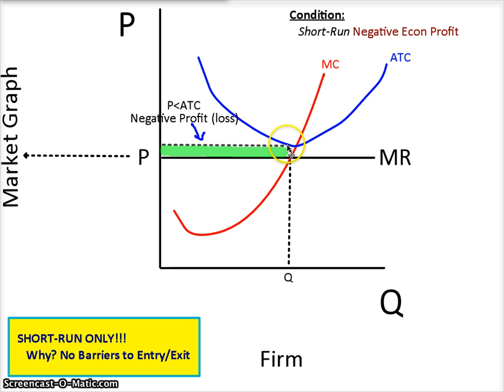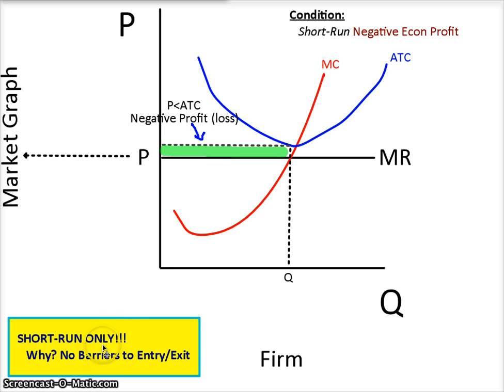So given that there is a loss, please notice where the quantity hits the ATC, how I made this rectangle to be shaded. Don't accidentally go to the lowest ATC point, because that would be wrong. So be attentive to how these lines are drawn and where they connect. Anyway, this firm stays, but it's a short run condition.